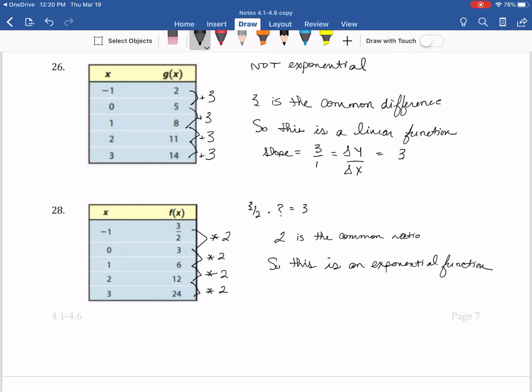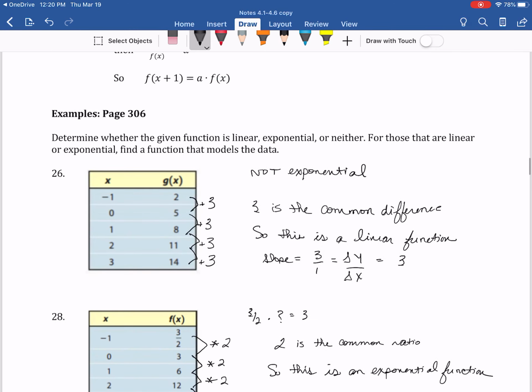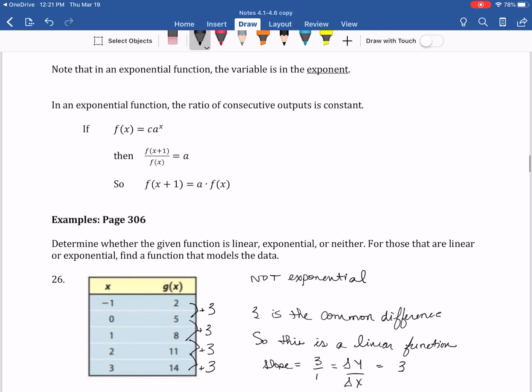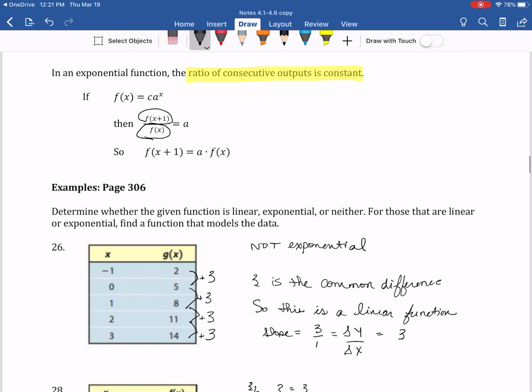Now we're going to go back up to the part that I jumped over in the middle, to determine how you know if you have an exponential function. It says that the ratio of consecutive outputs is constant. In this case, you're looking at one output value divided by the preceding output value, and that's what makes a ratio. If you get the same number each time, which we're calling A, then what you have is an exponential relationship or exponential function.